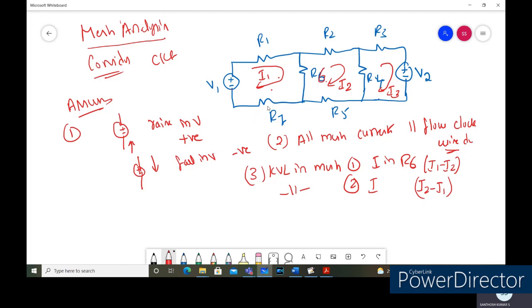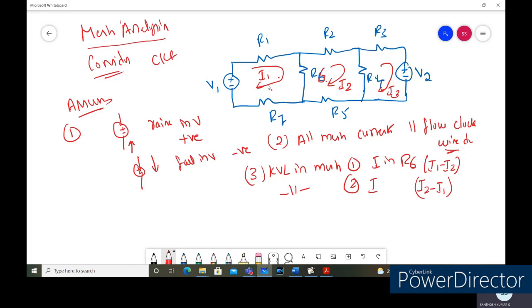As we know, the Kirchhoff voltage law is nothing but the algebraic sum of the voltages in any closed path: the voltage generated and the voltage drop across the resistances will be equal to 0. By default, we take the voltage sources with a positive sign and the drop across the resistance with a negative sign. That's one of the assumptions of the Kirchhoff's voltage law.